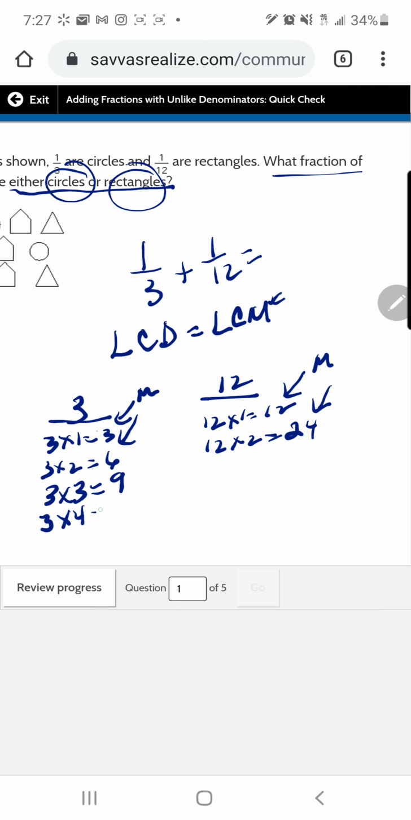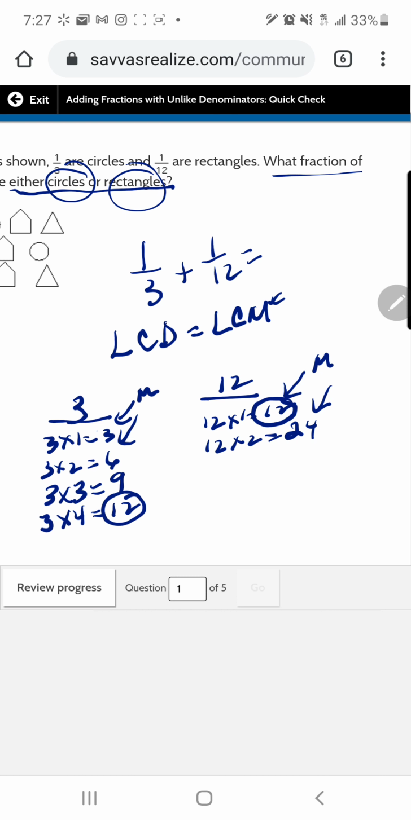3 times 4 is 12. Now we found a common multiple. So what we're saying now is that 12 is a multiple that both the denominators 3 and 12 have in common, and I can use that to find what we call an equivalent fraction. I'll draw that for you at the end. Okay, so let me go ahead and move on.